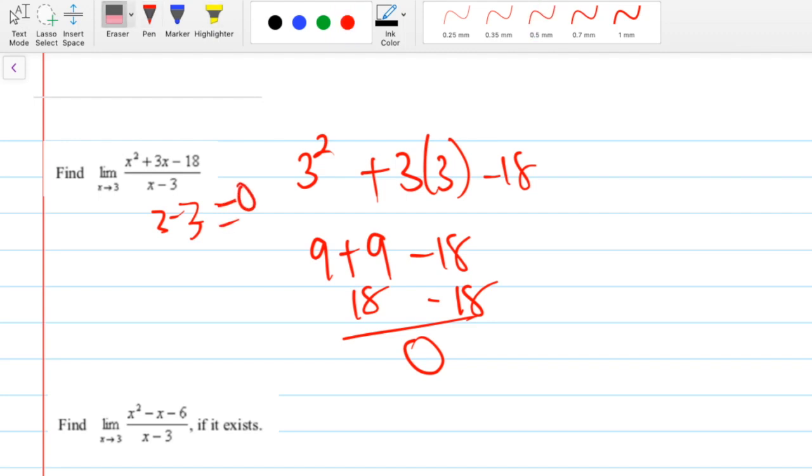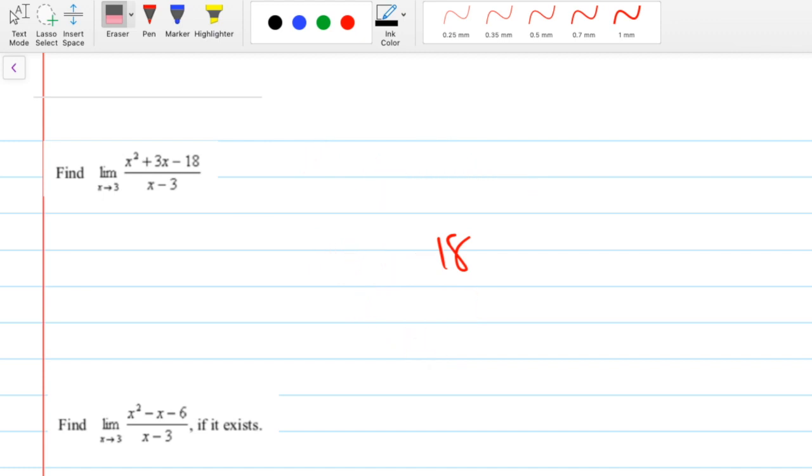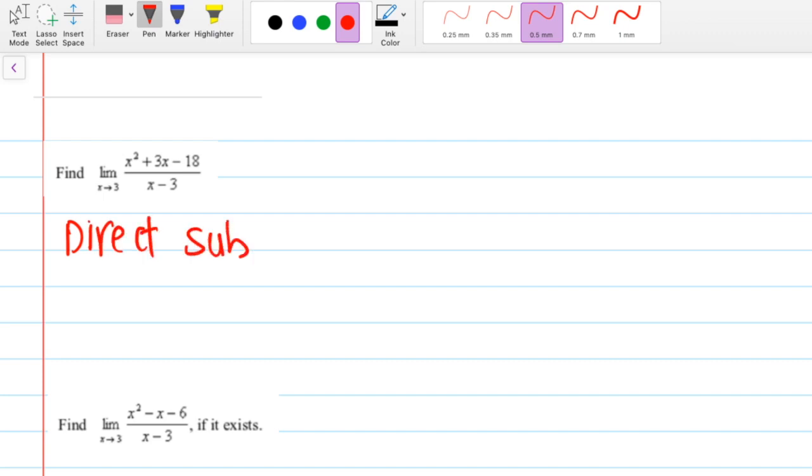And we know that whenever we get 0 over itself, we do actually have a solution. However, it just is not possible to find with direct substitution. So what do we do in that situation? We tried direct substitution. Okay, I'm going to just write that off to the side. Direct sub. And a big red X to show it didn't work. Now, the next thing we're going to try to do is factor.